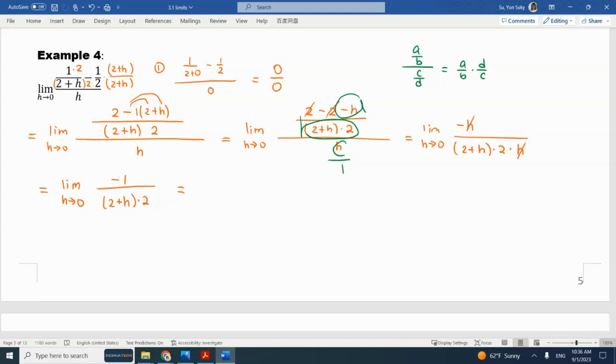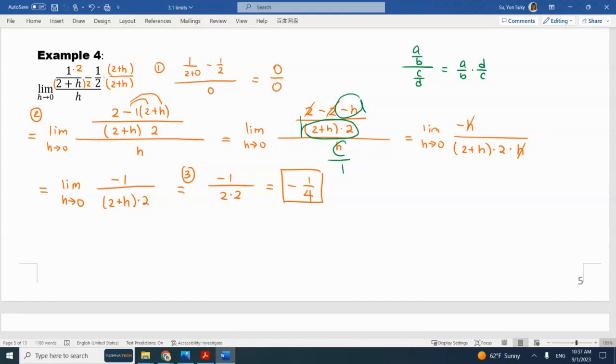Yes. After we cancel the bad guy, we can then plug in the number again, right? Plug in the number here. Okay, we plug in h is 0, right? So we get denominator 2 times 2. What's that? Yeah. So minus 1 over 4 is the answer.